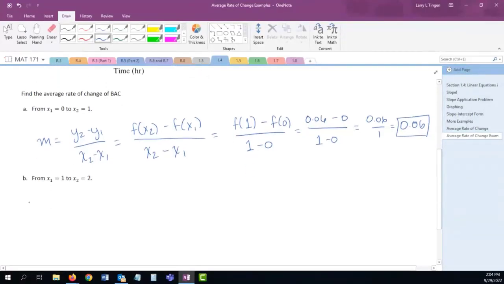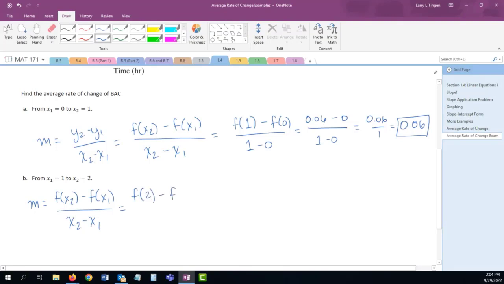Now, let's do the same thing, but let's change our x sub 2 and x sub 1. And again, I know I say this a bunch. I am writing out more than needs to be written if you're comfortable.